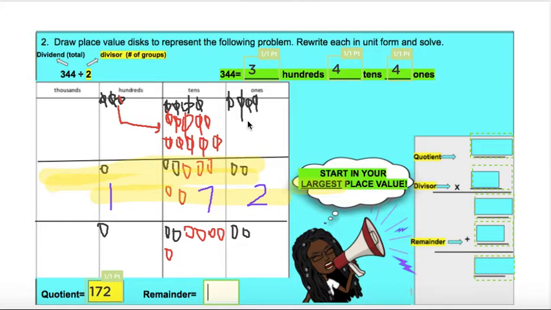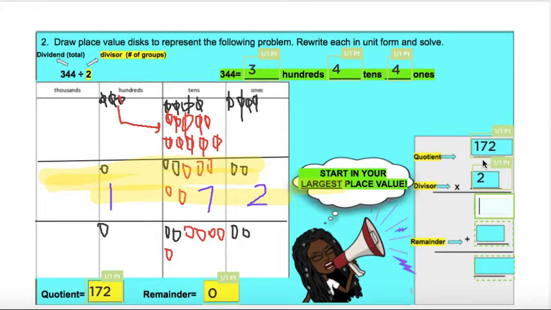Did I have any discs left over in my 1s place? Nope, so my remainder is 0. Let's quickly go ahead and check our work. We know how to do this part. Our divisor was our number of groups. How many groups did we have to make? If you said 2, you are absolutely correct.